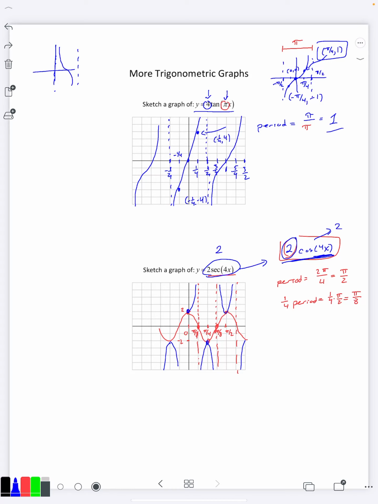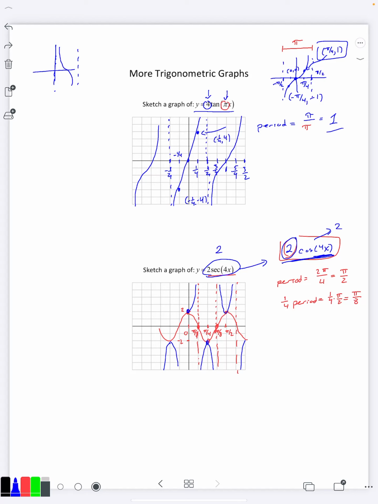So you just take the reciprocal of the secant or cosecant part to get cosine or sine. Leave the front number alone. You draw your sine or your cosine using the rules from before, and then you figure out your vertical asymptotes, and you go ahead and make your secant or cosecant graph.